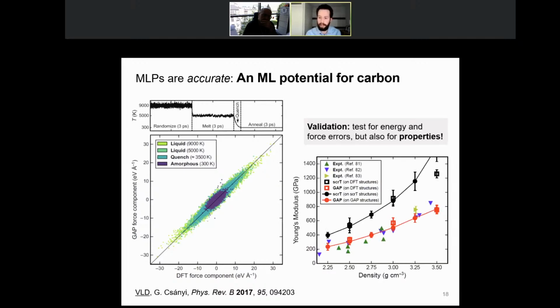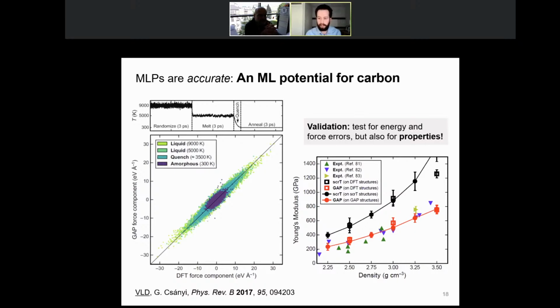Here's something that is quite useful as a benchmark, because we have access to experimental data: the Young's modulus and other elastic properties. Here, these different symbols are all experimental references, and the red line is our ML potential. In black, we've got one of the best empirical interatomic potentials, which is really good and has been used for important applications, but which can't quantitatively capture these subtle things.